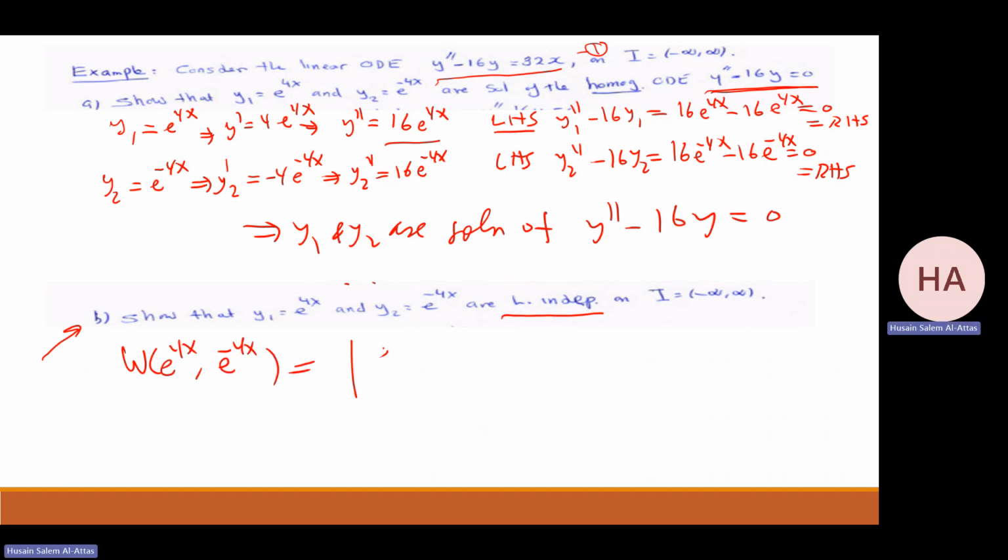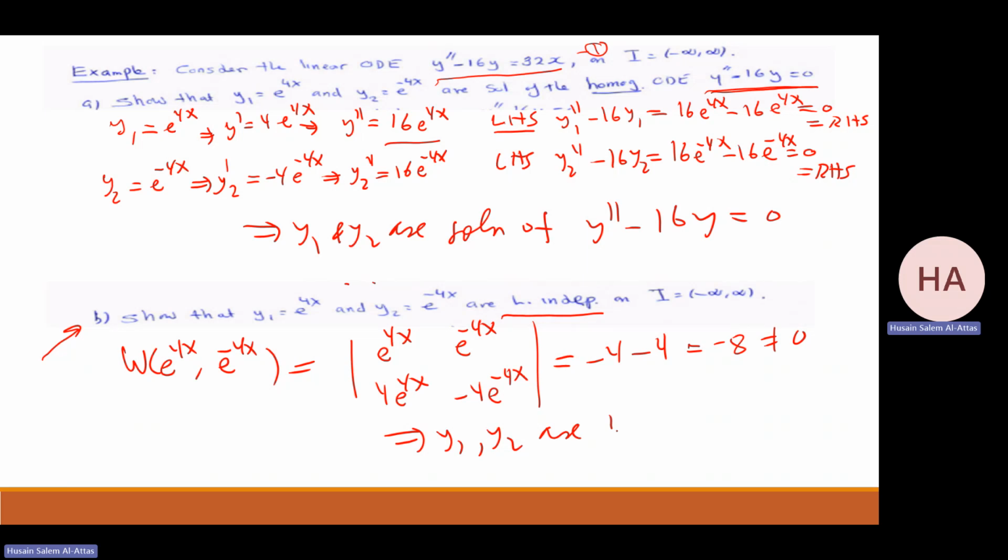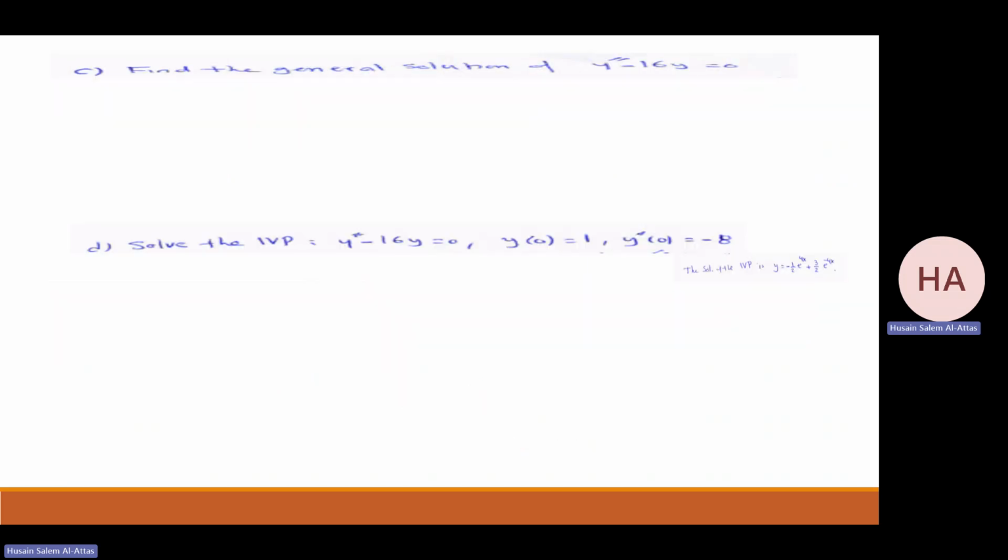It's already proven they are solutions. This is minus 4 e to the minus 4x. That will be minus 4 minus 4, e to the 4x times e to the minus 4x. It will be e to the power 0, which is 1, minus 8, not equal to 0. That implies y1, y2 are linearly independent.